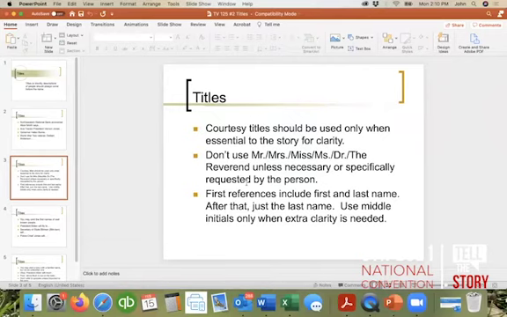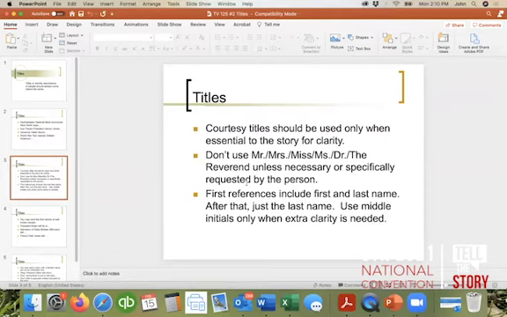Courtesy titles are only used if they're essential. You don't need to use Mr., Miss, or Mrs. unless it has some sort of impact. If somebody is known as Miss Daisy, then yes, call them Miss Daisy because that's what they're known as. If someone is a doctor and it's a doctor-related story, go ahead and say doctor. I don't use reverend unless it's necessary, or specifically requested by the person, or used in the context of a religious service.